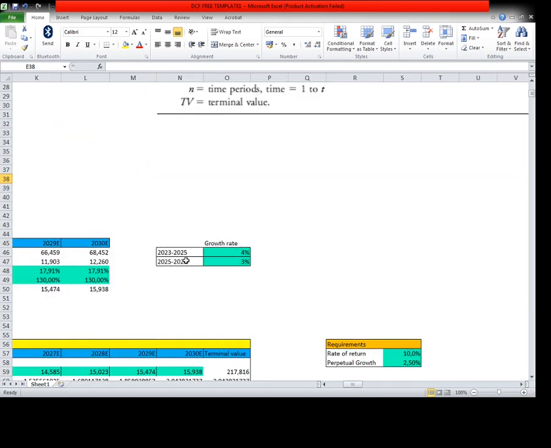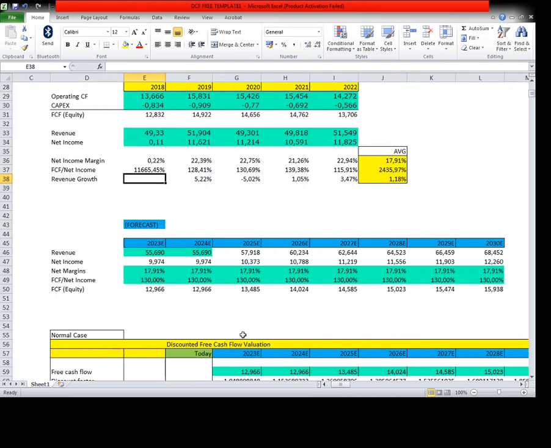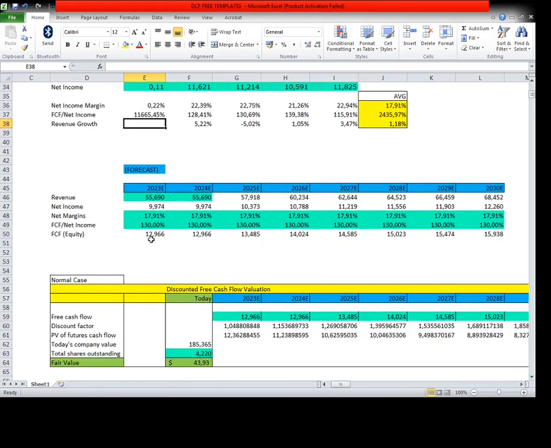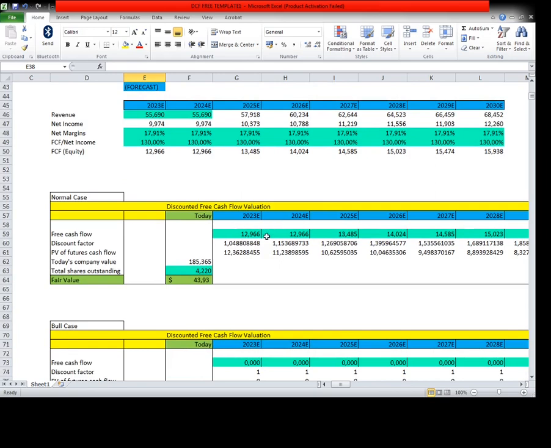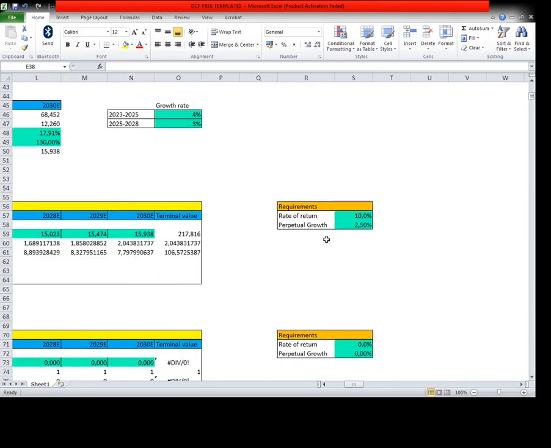We will suppose that the growth rate will be 4% until 2025, and beyond that 3%. And we have our free cash flow to equity calculated for us. We copy this forecasted free cash flow to equity and log it in our normal case, and we populate our requirements. We require 10% back on our investment, and the perpetual growth we suppose is 2.5%.